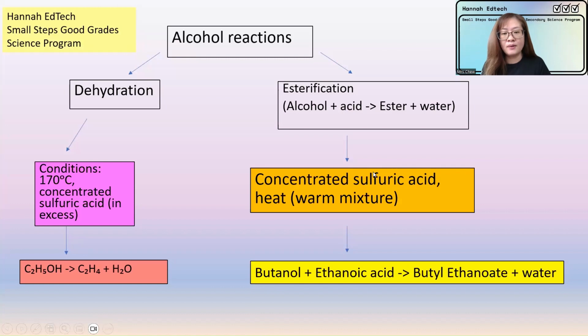An example will be butanol plus ethanoic acid. You will have butyl ethanoate plus water. Regarding the naming of ester, it is covered in another micro lesson.